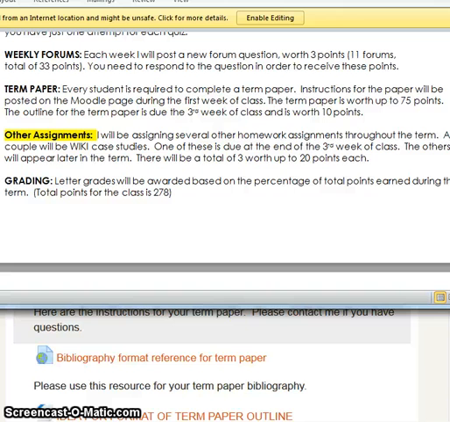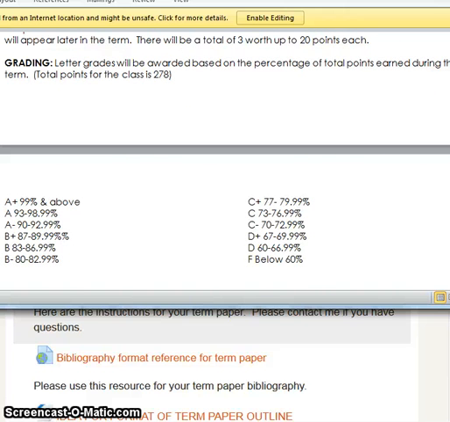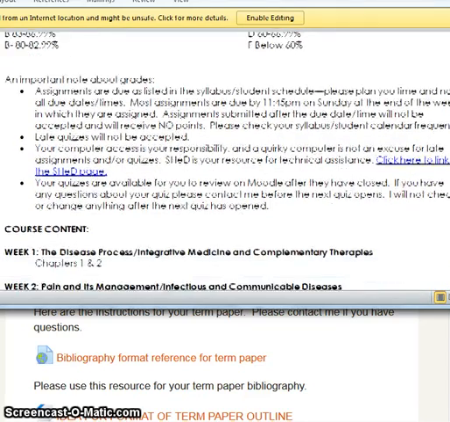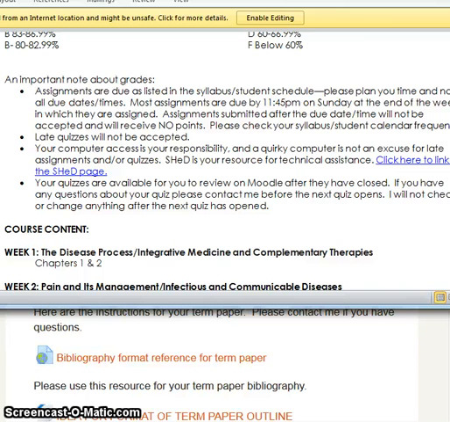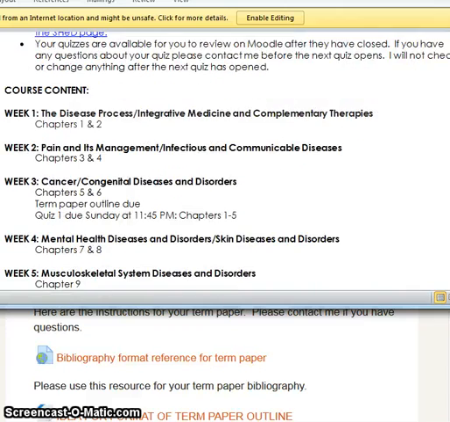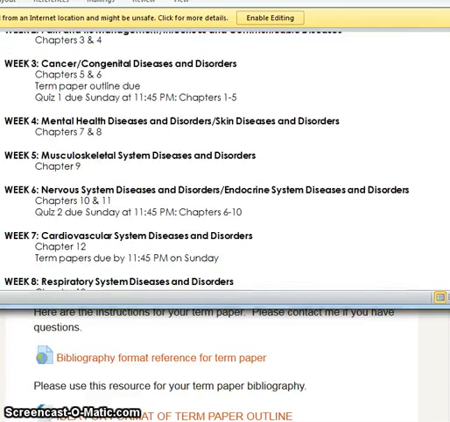Here's the grading policy. The total points for this class, as I added them up, are 278 points. That should be pretty accurate. Regardless of the total number of points, here are the percentages for grading for the letter grades. And here's an important message about grades. Computer access is your responsibility. I have linked you to SHED, Student Help Desk, which is a great place to get help. Here's the course content week by week.